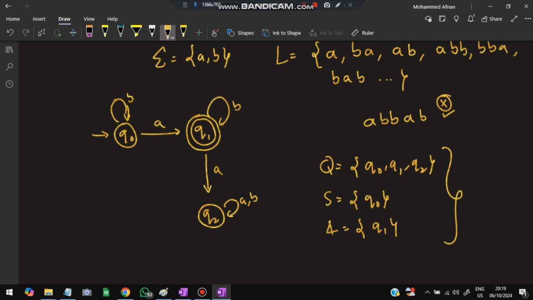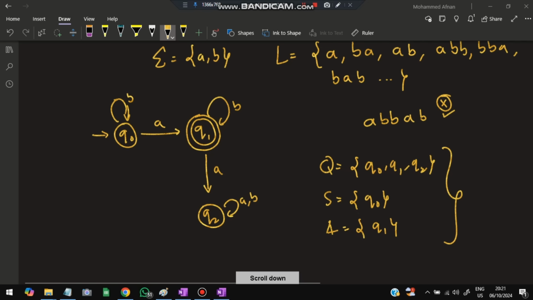Okay. So what all you have to include? You have to include the alphabet, language, transition diagram, the set of states, the starting state, and the accepting state or the final state, and also the transition function, transition diagram. For each question, you have to make this much if you want full marks for the question.